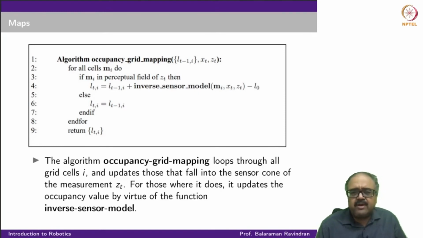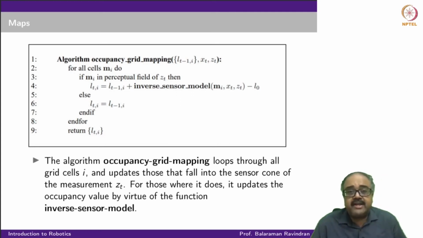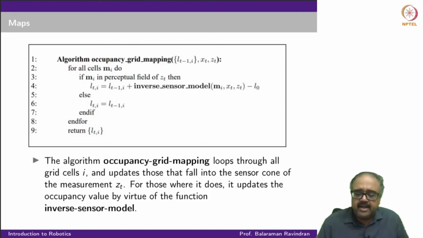Remember, what we are looking for is the probability of m given x1 to t and z1 to t, and this is the new probability of m given z1 to t, x1 to t. I hope that's clear. I'm going through this a little faster because we have already seen the binary Bayes filter with static state, and this is exactly a similar kind of algorithm, except that instead of looking at the belief over your current location, you are looking at the belief over a particular cell in the map, in the occupancy grid.